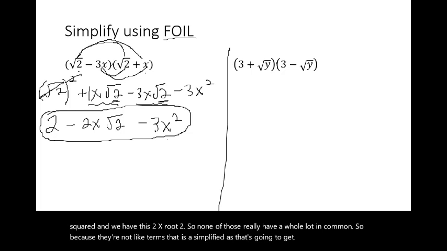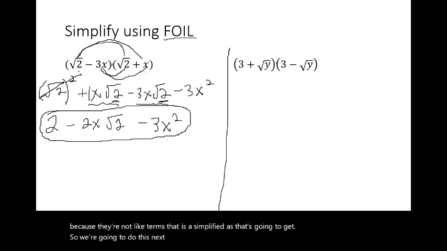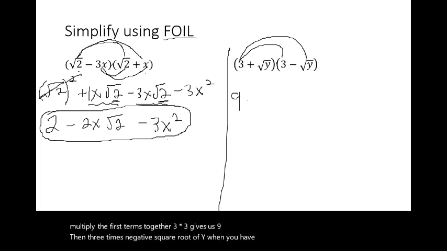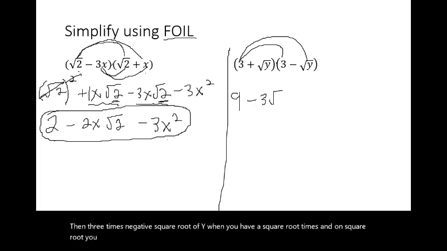So we're going to do this next one. We're going to simplify this using distribution. So I'm going to multiply the first terms together. 3 times 3 gives us 9. Then 3 times negative square root of y. When you have a square root times a non-square root, you could just write it as minus 3 root y, and that's as good as that's going to get.